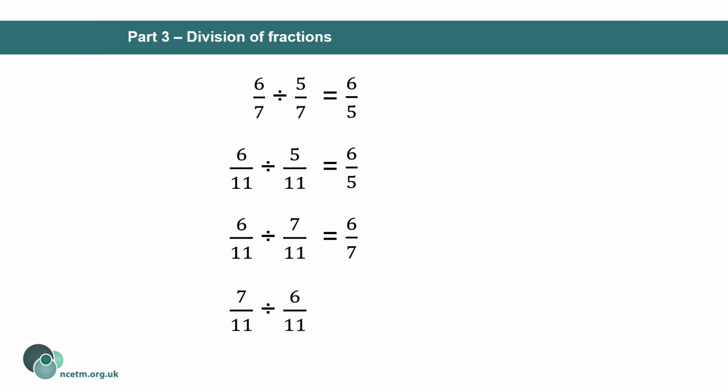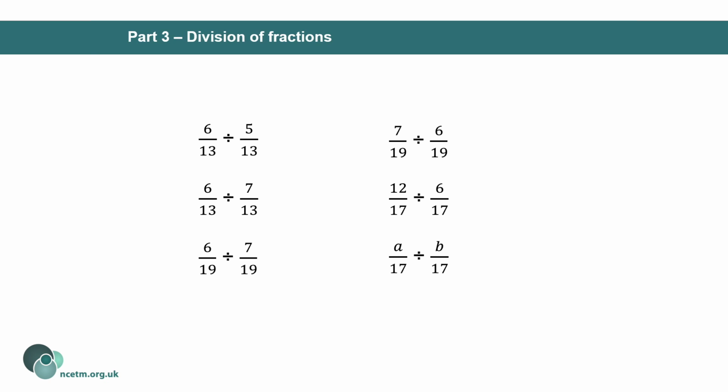And if I take 7 over 11 and divide it by 6 over 11, so I've changed the numerators, that will give me a value of 7 over 6. And at this stage, you might want to leave this for students to digest and then ask them what patterns they've discovered. So have they realised that they can just divide their numerators when their denominators are equivalent?